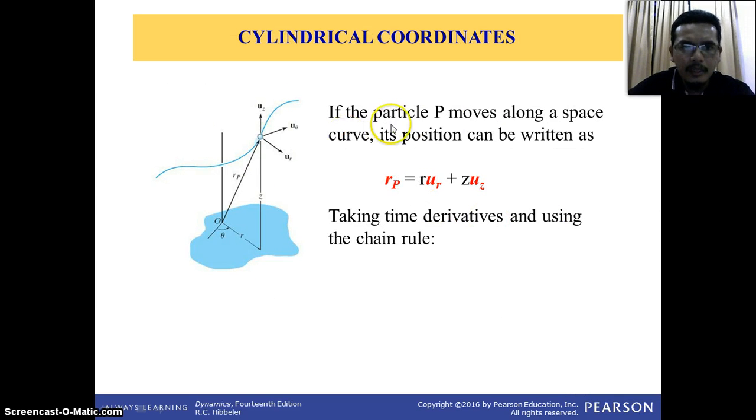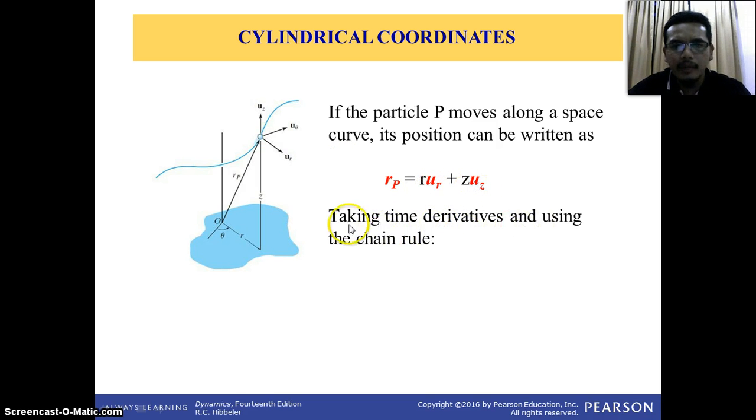If the particle P moves along a space curve, which is in 3D form, its position from the origin to this point can be written as r p equals r ur plus z uz.